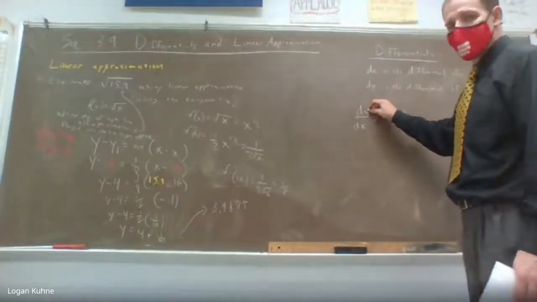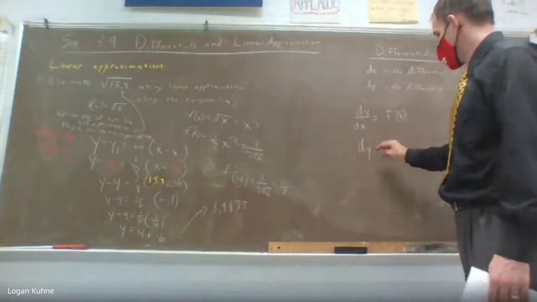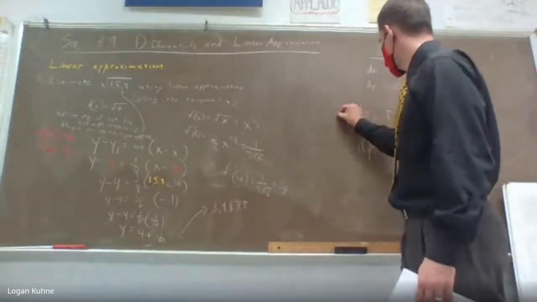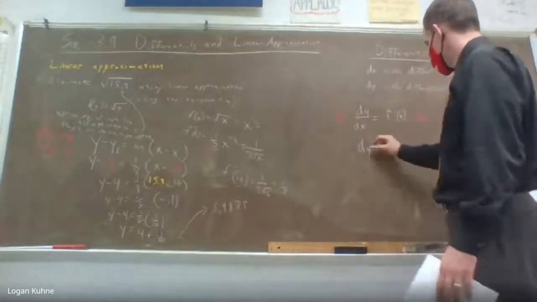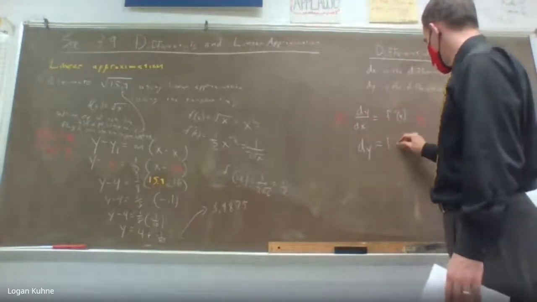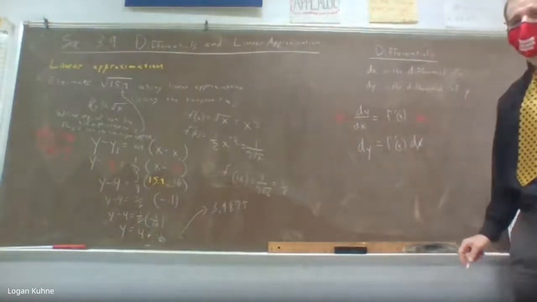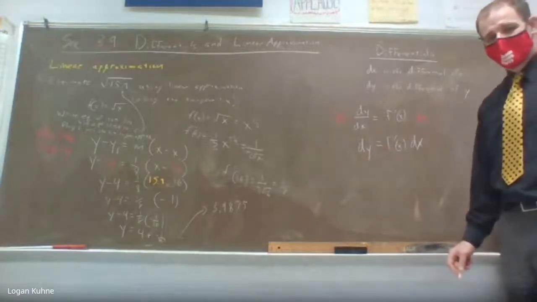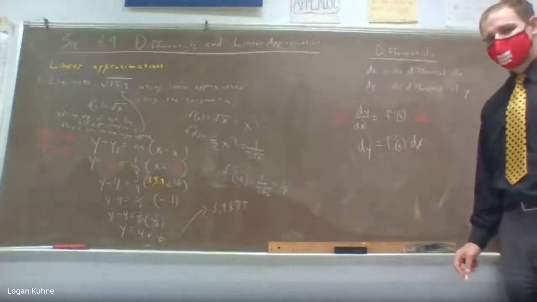This is the change in y over the change in x. The change in y, I can multiply both sides times dx and get dy is equal to f prime of x dx. Congratulations, you just found a differential. Somebody's saying there's got to be more to it than that. No, there's not. There really isn't.